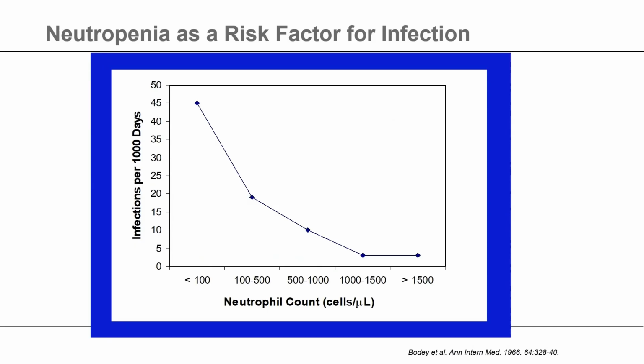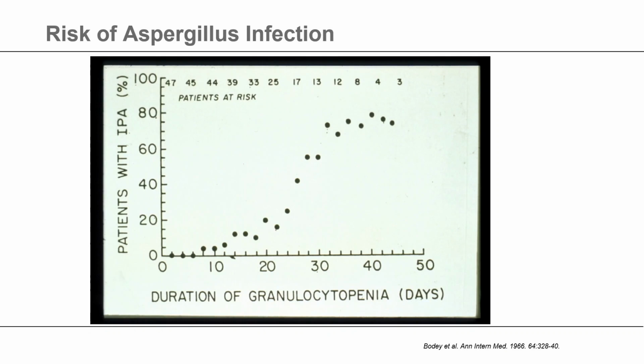Unfortunately, in ID, we only have a few things that we can really hang our hat on with this. And one of them is an old study from the 1960s that showed us that neutropenia is a true risk factor for infection. And when you cross that line and get to less than 500 neutrophils, that is when you significantly have an increased risk of infection. And then similar from that paper, showing the risk of Aspergillus infection, again, being so dependent on your neutrophil count. But other than that, we don't really have much more to go on.